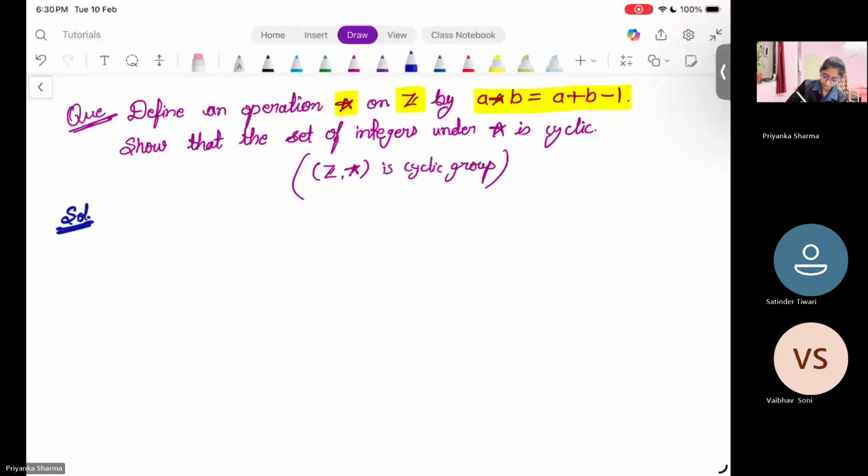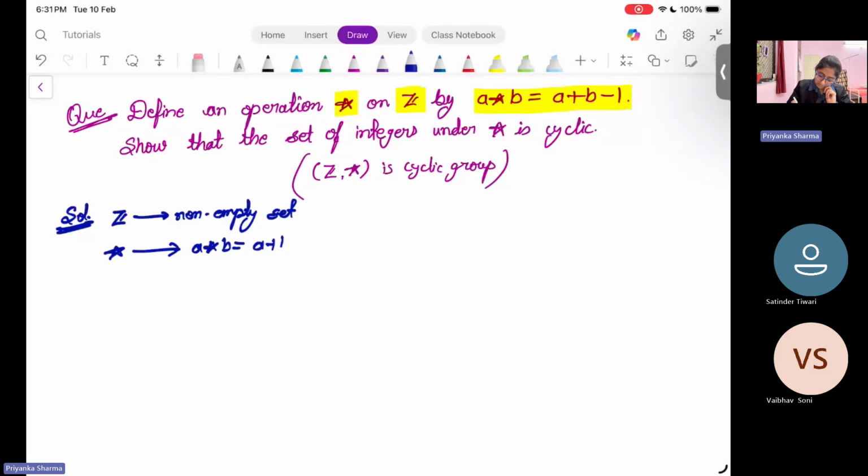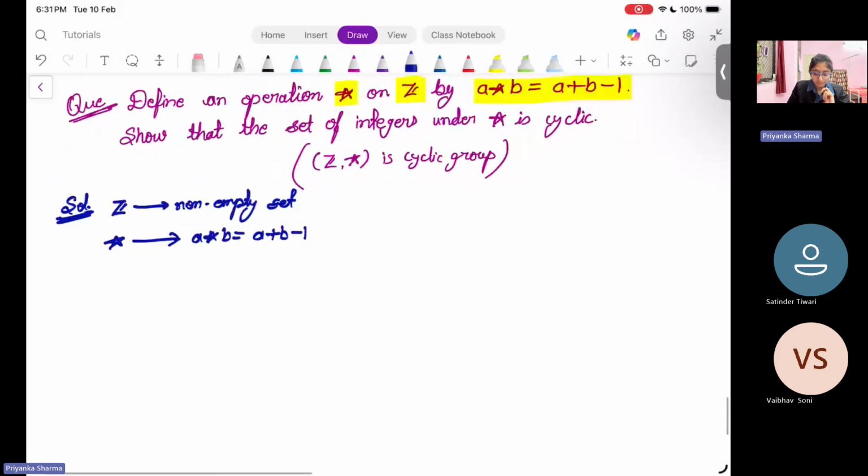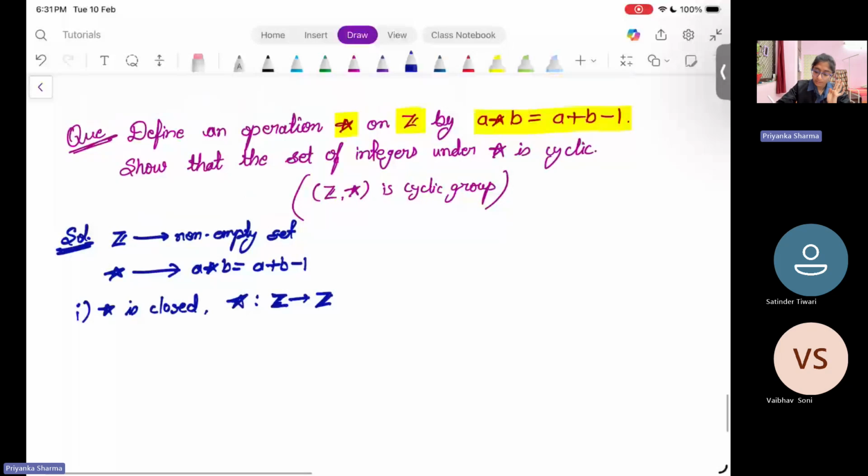So how to do it? First we need to check whether this is a group or not. So this Z is our non-empty set, and the binary operation star is defined by A star B is A plus B minus 1. So is it a group? If this is a group, we need to check four axioms, like whether this operation is closed or not. So this is closed. Why? This star is defined from Z to Z. If A and B both are coming from Z, then A plus B minus 1 will be an integer again. So yes, we can say that star is closed.